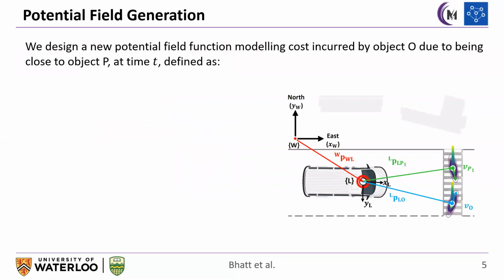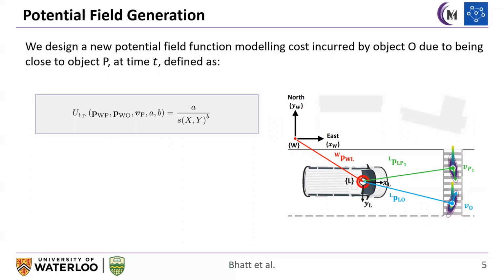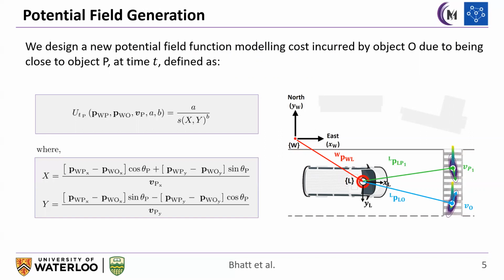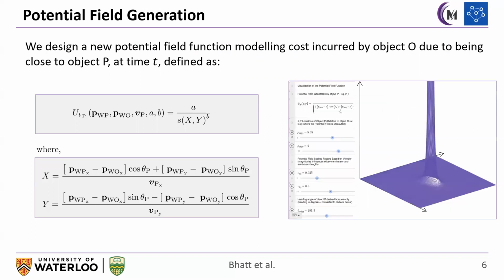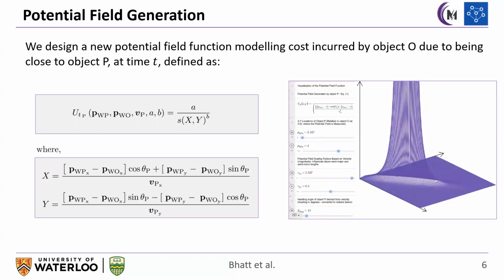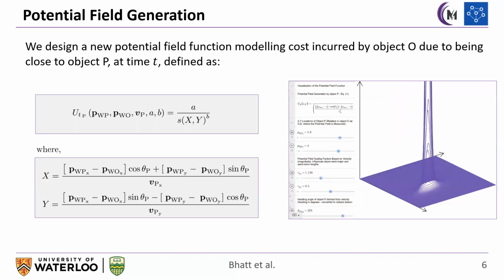In doing so, we have designed a new potential field function modeling the cost incurred by object O due to being close to object P at a given time, shown in this figure. The potential field is a function of the position vector of objects O and P, as well as the velocity of object P and some constants. Notice that the denominator of the function represents the equation of a scaled and rotated ellipse. We also provide a link to the visualization tool that can be used to gain an intuitive understanding of each of these parameters in our paper.